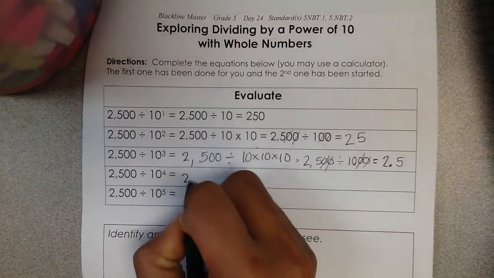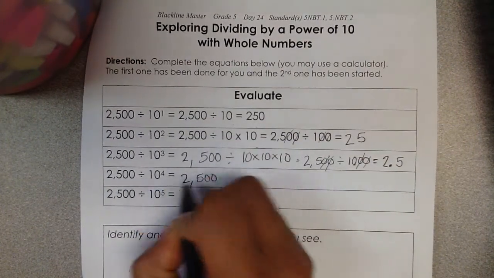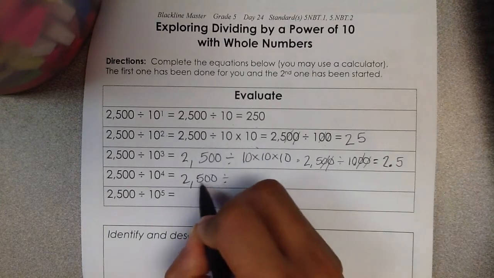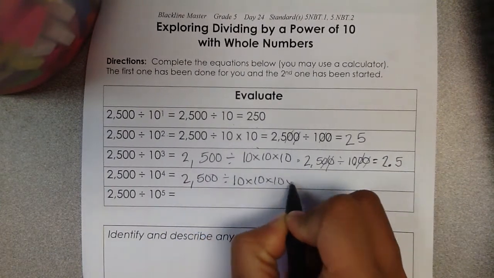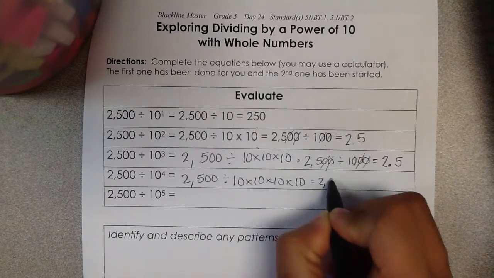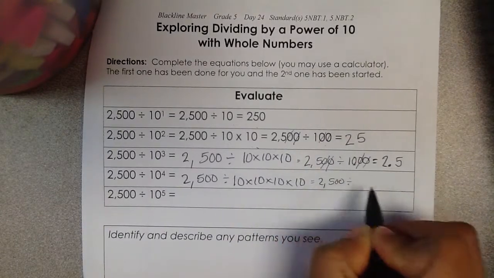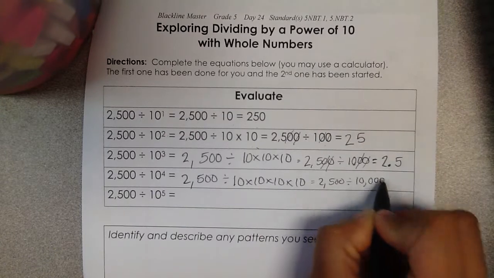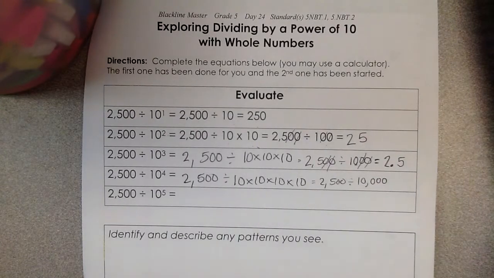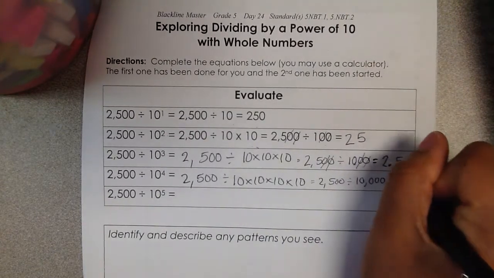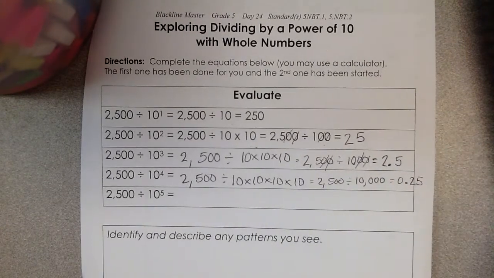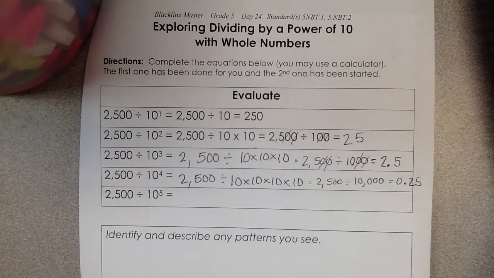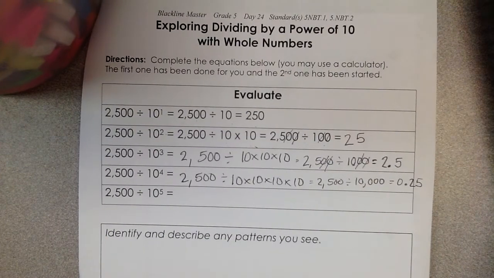All right, so I'm going to take my next number, 2,500 divided by 10 to the fourth power equals 2,500 divided by 10 times 10 times 10 times 10, which equals 2,500 divided by 10,000. And that actually equals 0 25/100.